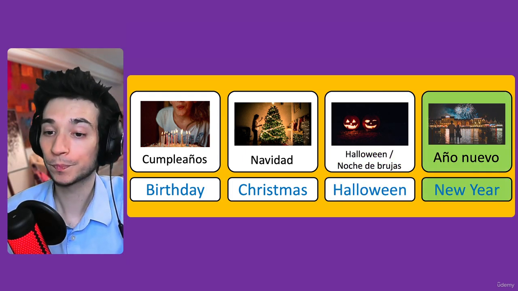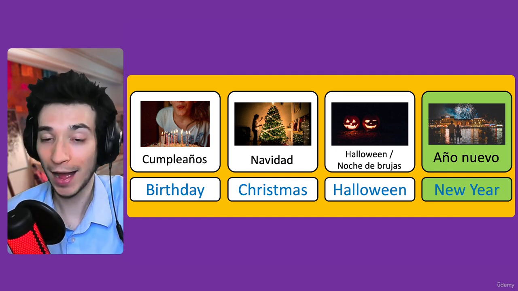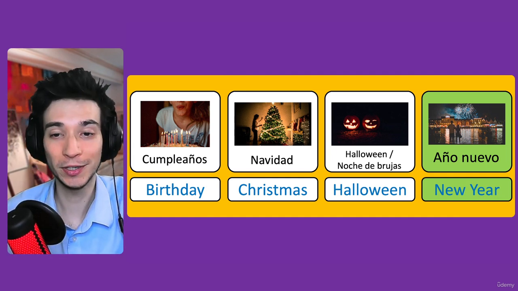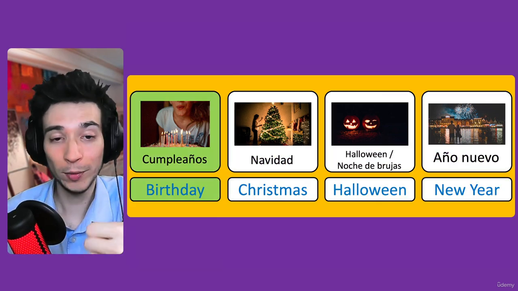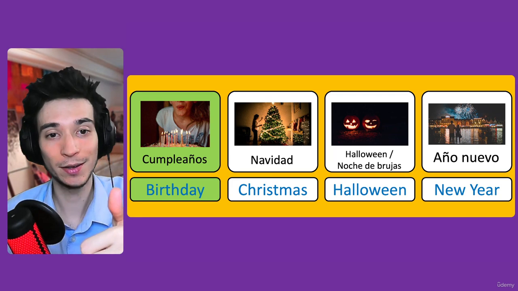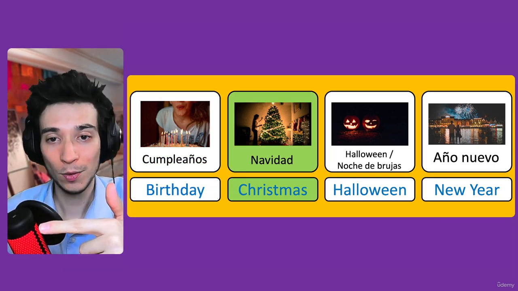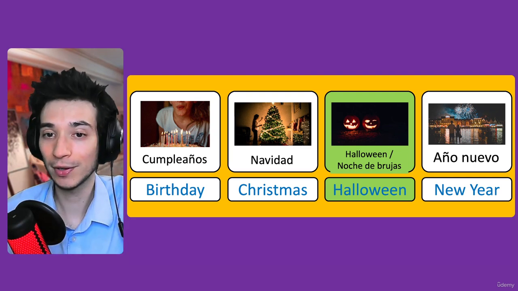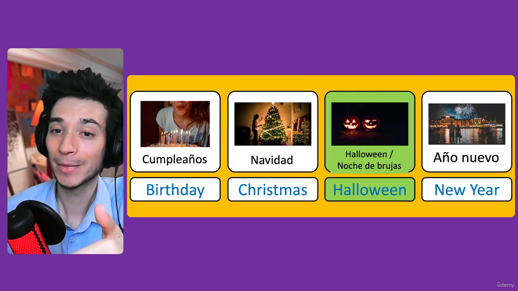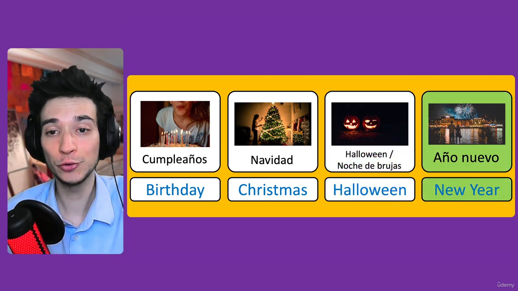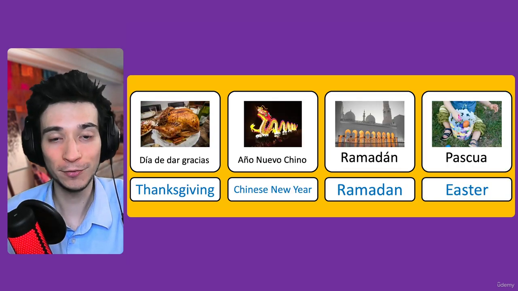Año Nuevo. Año means year, nuevo means new. So new year. Año Nuevo. This one is quite simple. Let's try it out one more time. Cumpleaños, birthday. Navidad, Christmas. Halloween, I usually just say Halloween. Other people might say Noche de Brujas. And the next one, Año Nuevo, New Year. Let's try a few more.